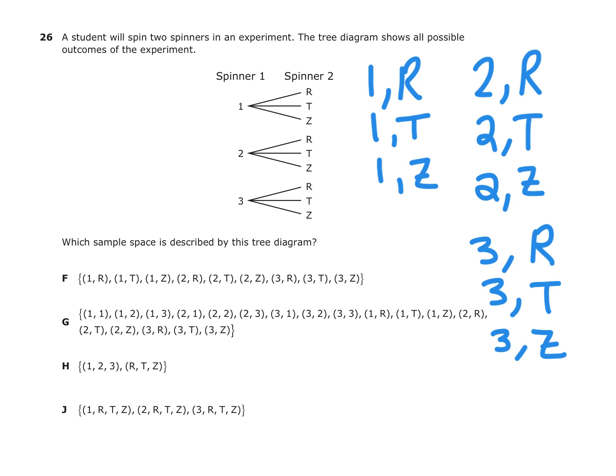So there's 9 possible outcomes when he spins on spinner 1 and spinner 2. If you look at answer F, 1 R, 1 T, 1 Z, 2 with R, 2 with T, 2 with Z, 3 R, 3 T, that looks like the correct answer. All these others don't really make sense. So answer F was the correct answer.